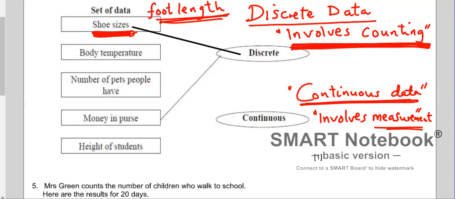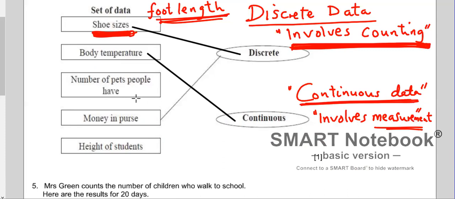Body temperature, like I said earlier, is not fixed. It has to be measured. If you go to hospital, they cannot simply try to predict your body temperature. What they have to do is measurement. So in that case, body temperature is continuous data, because for continuous data, we need to do measurements.